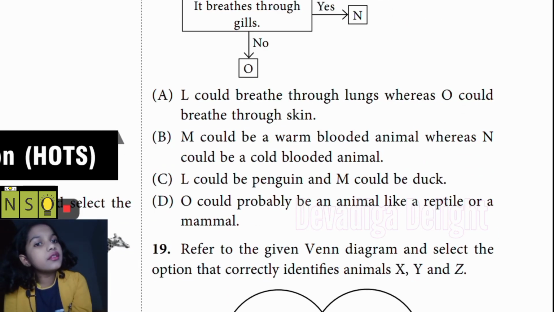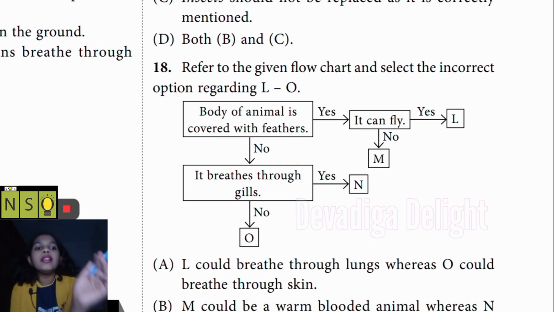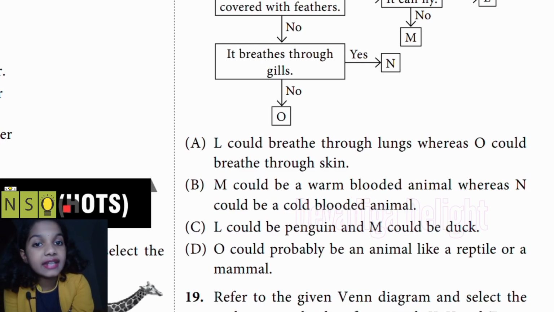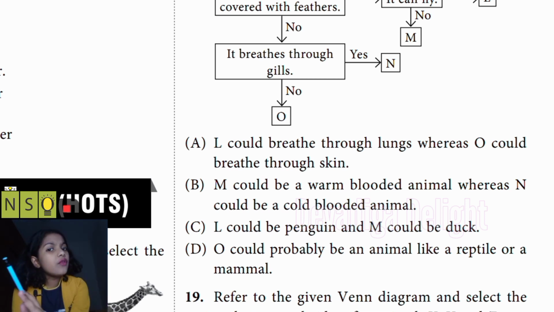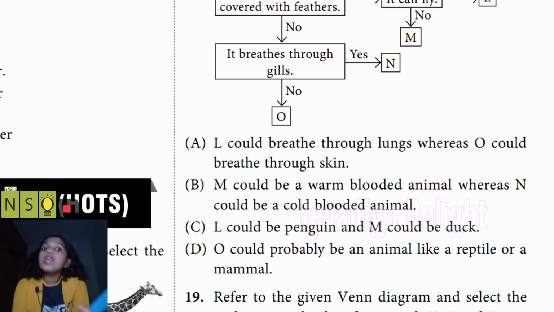Next, L could be a penguin, M could be a duck. If you see L, it can fly. L could be a penguin, they are saying, and it is written it can fly. We know for a fact that penguins do not fly, and they are saying M could be a duck. M as a bird is also a water bird, but it can also fly short distances. It cannot be M. So if you see L, we know that a penguin does not fly, even though it's a water bird.